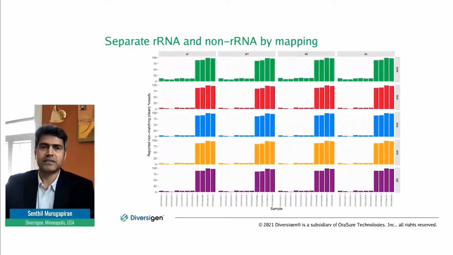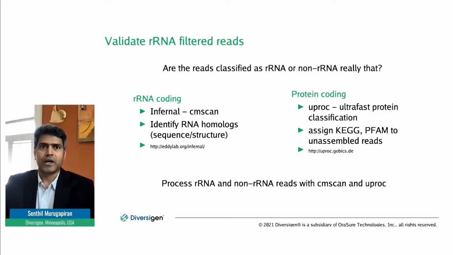Our initial results, when we compared the results from 5 different tools against 4 different databases, look very similar. As we can see, the first 7 samples have a high degree of rRNA contamination, and the last 4 samples have less than 20% rRNA contamination. So we have divided these reads into an rRNA fraction and a non-rRNA fraction. But are we sure that the reads classified as rRNA or non-rRNA really are that?